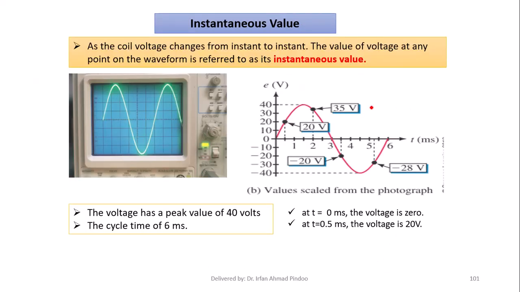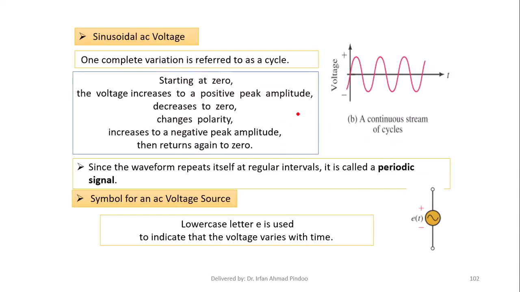Then we have the instantaneous value. Now instantaneous value means we are looking at the value at any instant of time. Right, suppose I ask what is the value at t equal to 1, t equal to 3, t equal to 5. So we can say that there are different values of the voltage, right? That will be the instantaneous value.